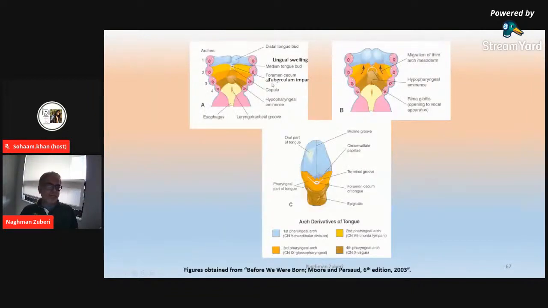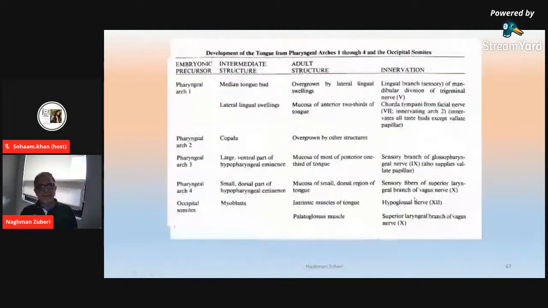Now over here we can see this is the distal tongue bud and this is the median tongue bud, and here we can see the tuberculum impar, the copula, the hypopharyngeal eminence, and so on. The tongue is completed. This is the oral part of the tongue. This is the pharyngeal part of the tongue. This is the foramen cecum and sulcus terminalis, and here is the epiglottis, and so on.